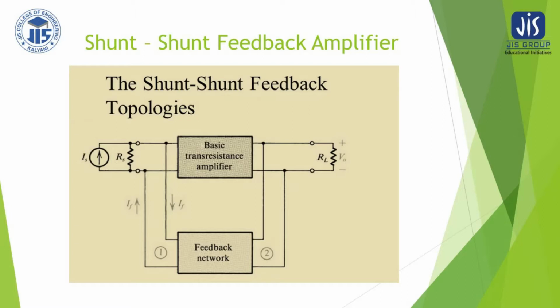Now next we have to calculate the Z out. Now what is Z out? Z out is nothing but the voltage divided by this current, so V0 divided by I0. Now similar to the earlier case, we have to again replace this load resistance by a voltage source, and the current is entering here, and here we have to make it open circuit.